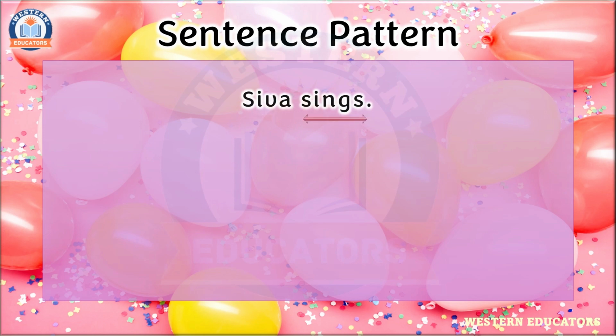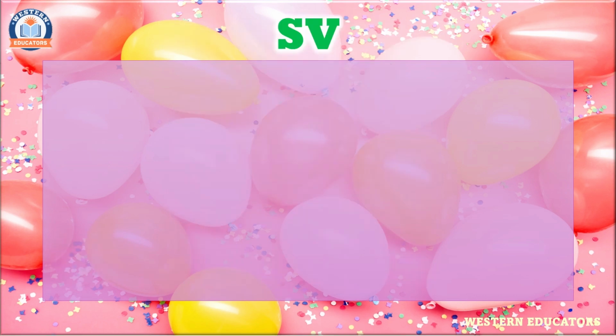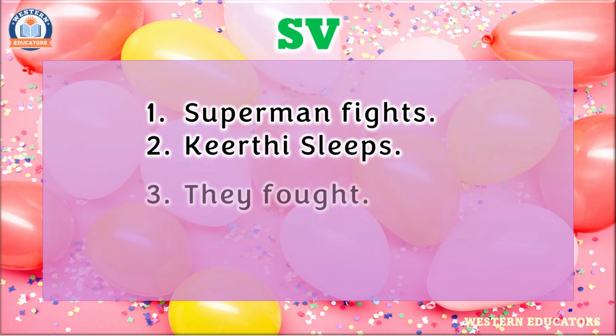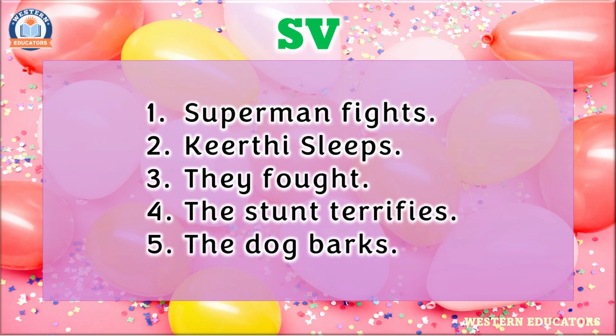Here this is a simple pattern. We can call sings as an action, and who does the action? Shiva. So Shiva has become subject. So it is the pattern SV. Here we have some examples for SV pattern. Superman fights. Kirti sleeps. They fought. The stunt terrifies. The dog barks. So all these are the examples of subject and verb together in a sentence.